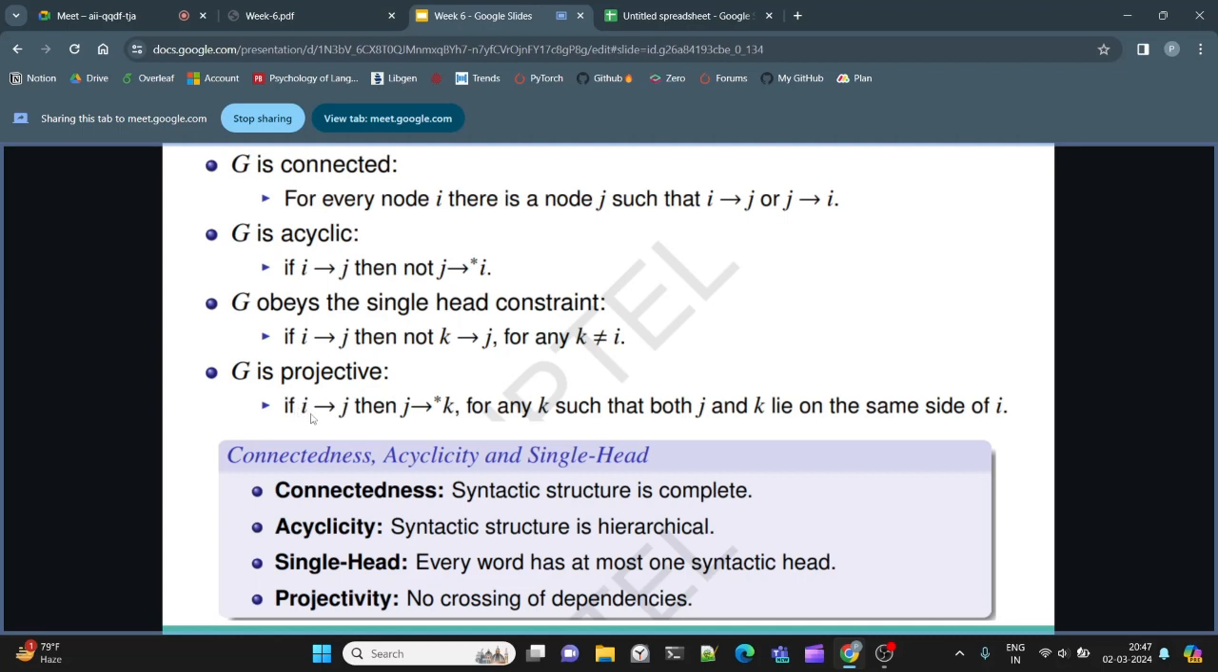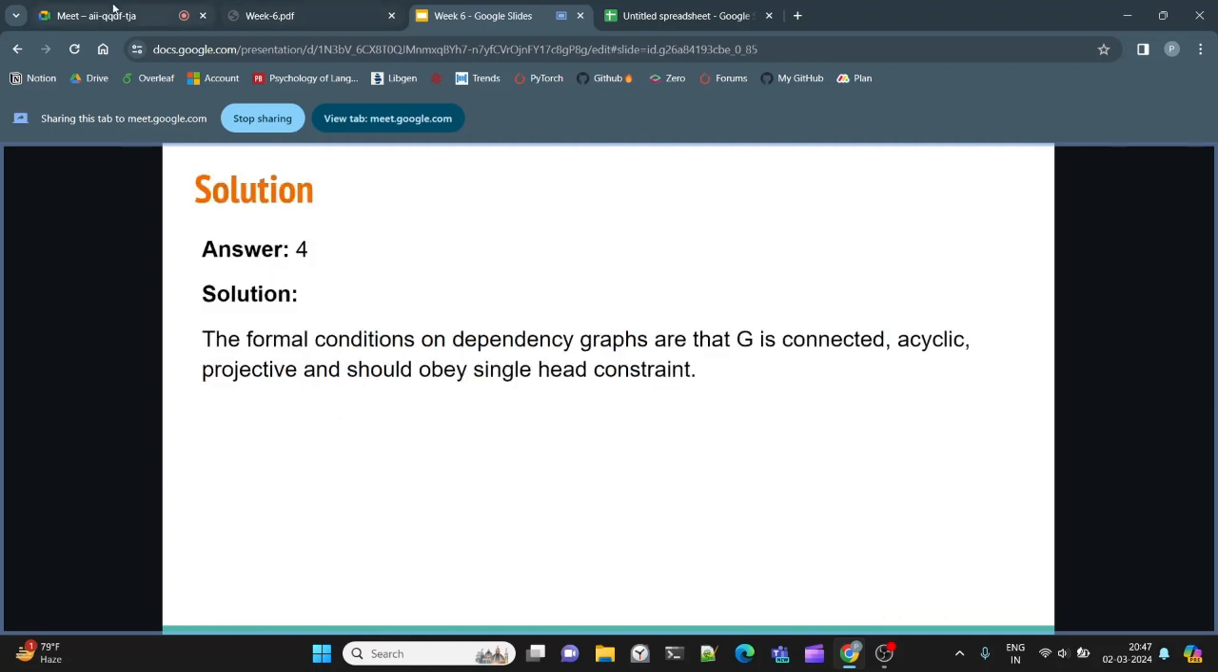So if there's an arc from I to J and there's a path from J to K, if that is the case, then J and K should lie on the same side of I. So these were explained in detail in the slides. I just quickly discuss them once, just for a brief recap. Does anybody have any doubt in this question?